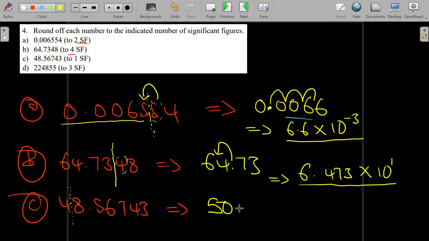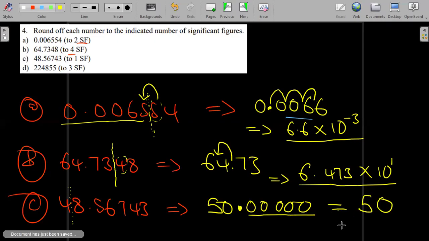And then 0.00000. But if we look at this number here, since there's a decimal place here, it means all these trailing zeros here are significant, so it will have more than one significant figure. So how do we represent our answer? Our answer will just be 50 like that. So 50 will be our answer. If you want, you can put it in scientific notation to be 5.0 times 10 to the power 1. Okay, so those are the significant figures there.